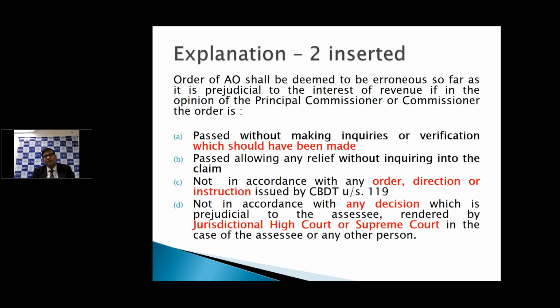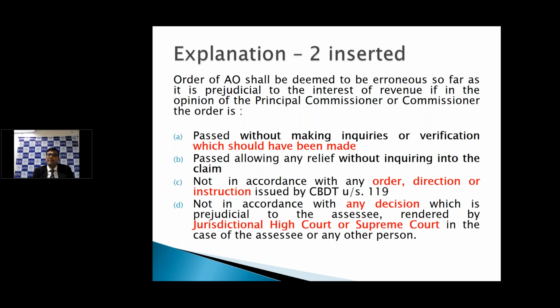Now, this explanation can in fact open a Pandora's box of litigation. How, that we'll see in a later part of my discussion. What this explanation is trying to say is, in a way, it is trying to define which order is erroneous and prejudicial to the interest of revenue. It is in fact creating a deeming fiction that an order of the AO shall be deemed to be erroneous so far as it is prejudicial to the interest of revenue if, in the opinion of the Principal Commissioner or the Commissioner, the order is either A or B or C or D.